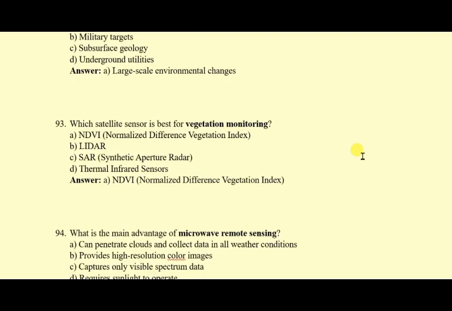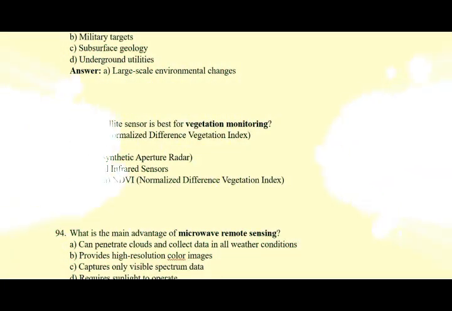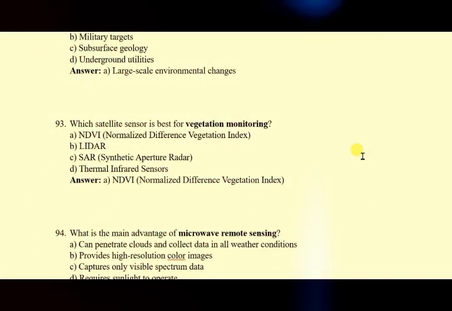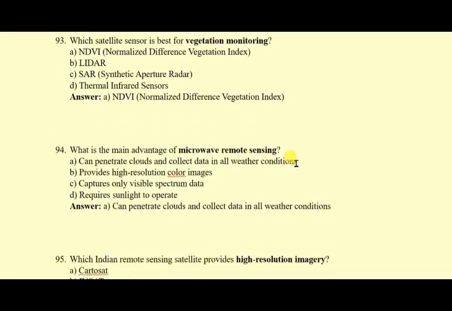93. Which satellite sensor is best for vegetation monitoring? NDVI, normalized difference vegetation index, LIDAR, SAR, synthetic aperture radar, thermal infrared sensors. NDVI, normalized difference vegetation index, is an index, not a sensor. Here the question is faulty.